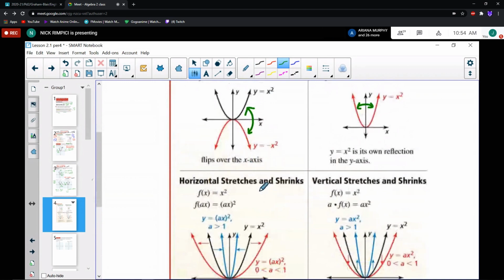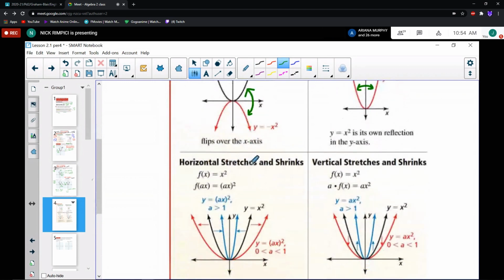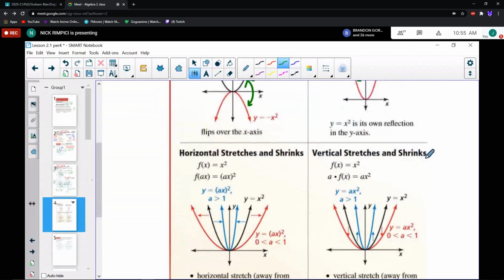Now we're going to look at horizontal stretches and shrinks and vertical stretches and shrinks. I'm actually going to come on the right side here first. I like to talk about vertical first because vertical are the ones that are logical. Horizontal, everything's backwards. Adding moves it left, subtracting moves it right. Everything's reverse. So vertical, everything is what you'd expect.